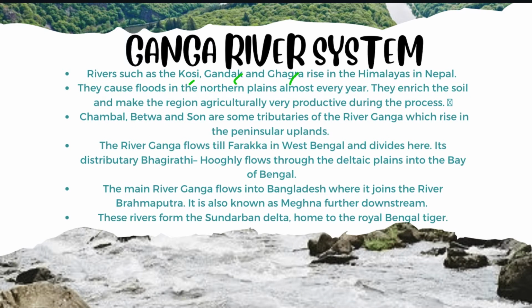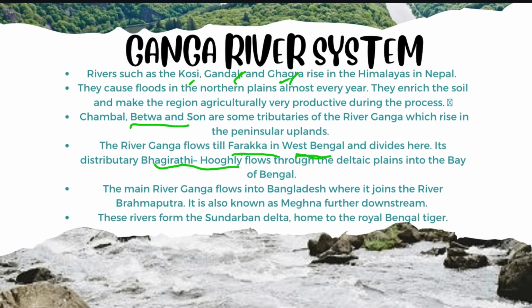Major tributaries of Ganga are Kosi, Gandak, Ghaghara. They cause floods almost every year, particularly in Bihar. Chambal, Betwa, Son are also the major tributaries in some areas.